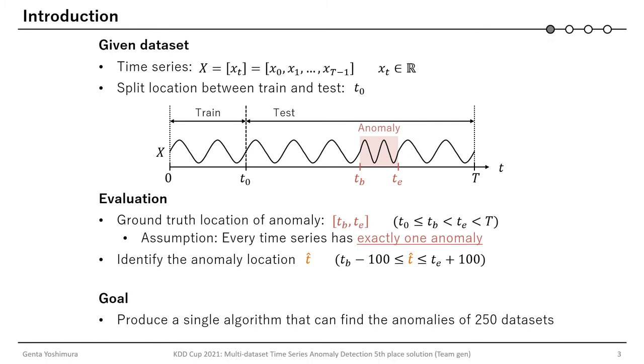Let me start with the introduction. In this competition, a total of 250 datasets were provided. For each dataset, a real-valued univariate time series X of length T and a location T0 to split X into train and test data are given. For evaluation, the ground truth location of anomaly is given as an interval, which was unknown during the competition. This assumes that every time series has exactly one anomaly in the test data. You will get 1 point if the identified anomaly's location T hat is within the ground truth interval with margins on both sides. The goal of the competition is to produce a single algorithm that can find the anomalies of all datasets.